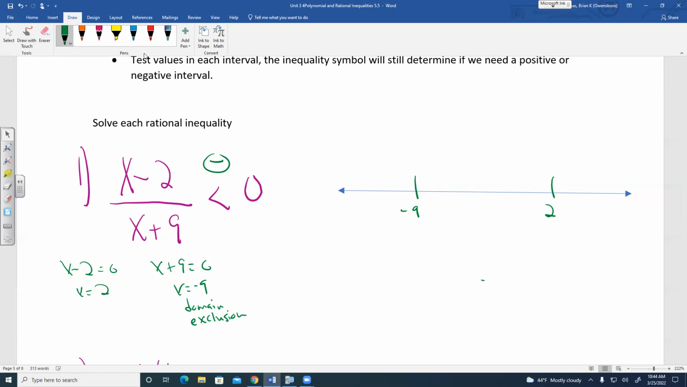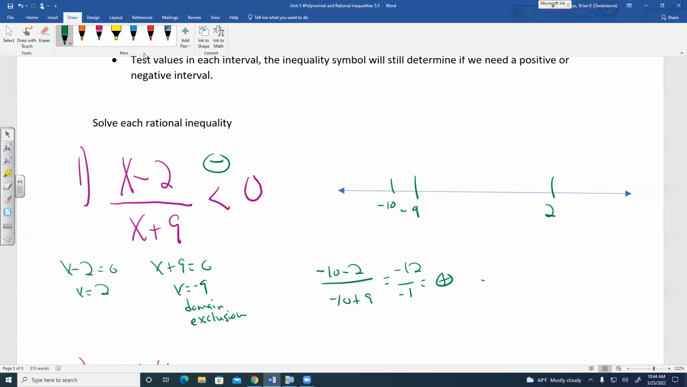So let's do this again, where I have to pick a number left of negative 9. Well, that would be like a negative 10. Again, we're not going to do the whole math. We're just going to look at whether the answer is positive or negative. So I'm going to have a negative 10 minus 2 over negative 10 plus 9. So I'm going to have a negative 12 over a negative 1. That's going to be a positive answer.